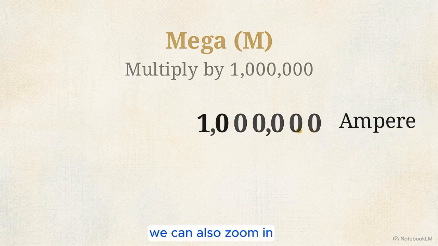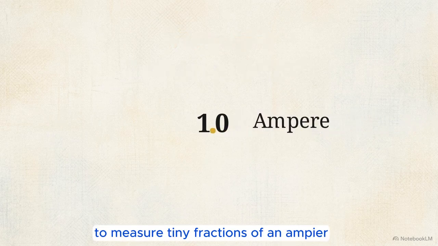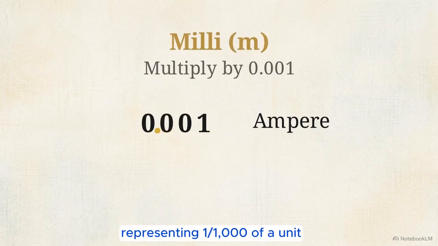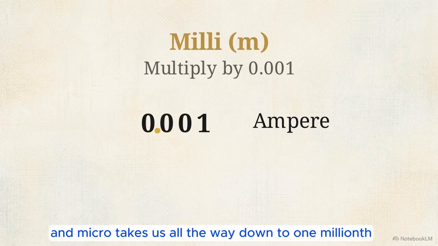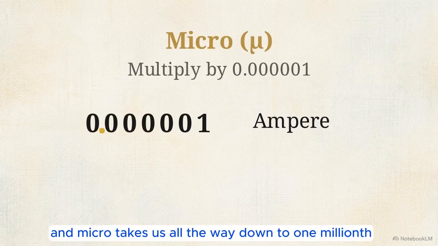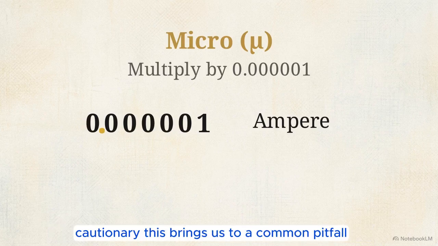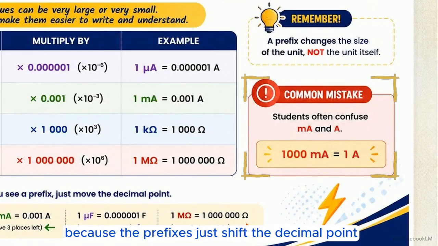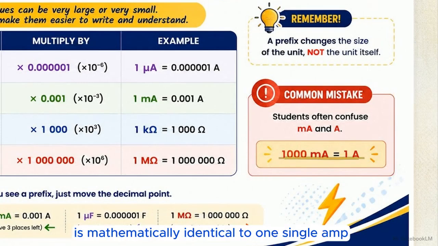We can also zoom in to measure tiny fractions of an ampere. Moving the decimal point to the left gives us milli, representing 1/1000th of a unit, and micro takes us all the way down to 1/1,000,000th. This brings us to a common pitfall shown in this warning box. Because the prefixes just shift the decimal point, 1,000 milliamps is mathematically identical to 1 single amp.